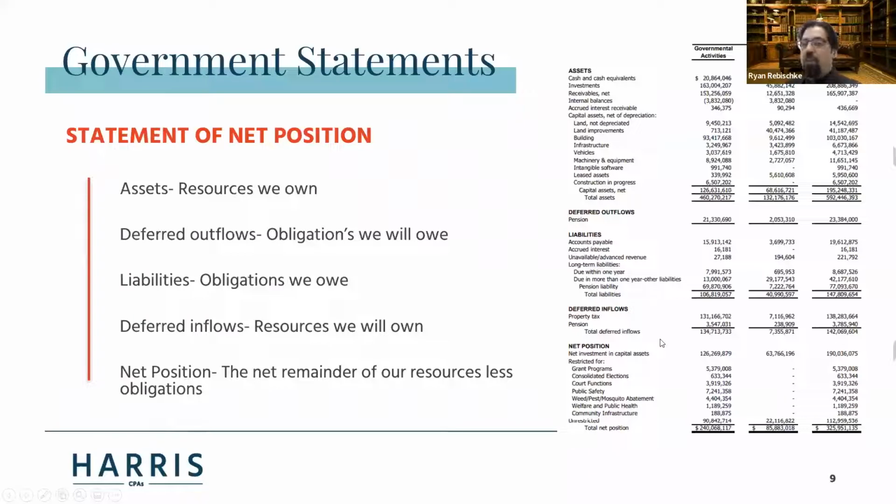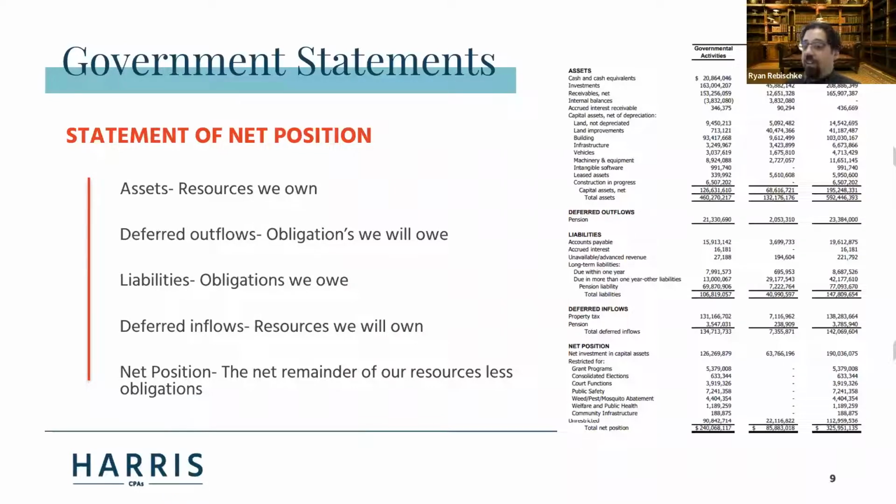Deferred inflows are kind of the inverse of deferred outflows. They're resources that we will own. It's an amount of money that's coming our way that we don't have a right to yet, but we will in the future, and we know what the amount is. So the big one here is the deferred property taxes. Your property taxes get assessed in the fall, and then government entities all get their apportioned amount. You know that amount is coming to you, but you haven't received all of it yet. So that portion sits in deferred inflows.